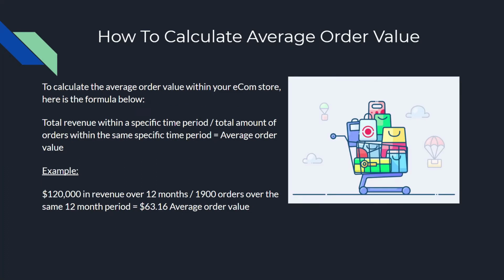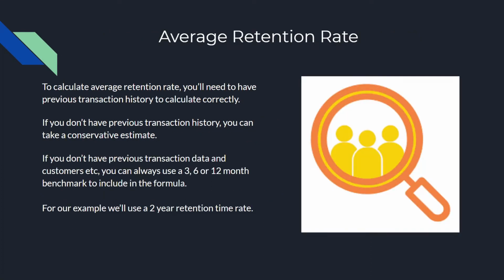Now, the next part of the equation really is how to calculate the average order value. To calculate the average order value within your eCom store, here's the formula. It's total revenue within a specific time period divided by the total amount of orders within the same specific time period, which will give you your average order value. The example I have here is $120,000 in revenue, say for example, over a 12-month period, divided by 1,900 orders over that same 12-month period, which will give you an average order value of $63.16. Now, the last part we have to calculate is the average retention rate.